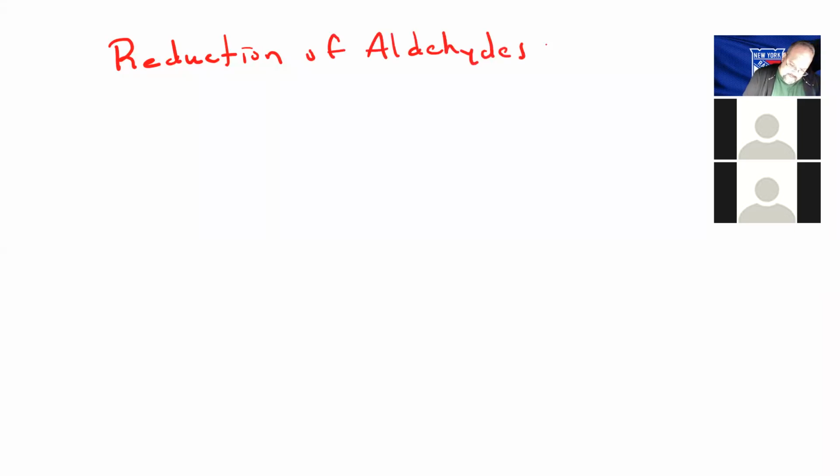So the last reaction in chapter 12 that we have to talk about is the reduction of aldehydes and ketones. So as we talked about last week, in the world of organic chemistry, an oxidation reaction is really any reaction that results in an increase in the number of carbon to oxygen bonds.